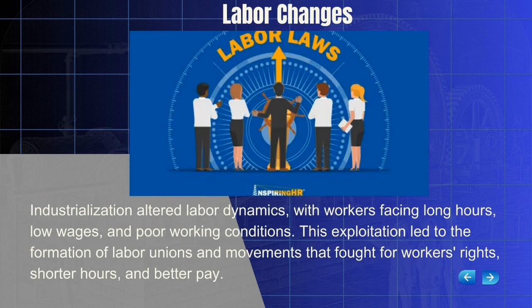Next is labor changes. Industrialization altered labor dynamics, with workers facing long hours, low wages, and poor working conditions. This exploitation led to the formation of labor unions and movements that fought for workers' rights, shorter hours, and better pay. By the 20th century, labor shifted to industrial and service sectors with mass production, unionization, and labor laws improving conditions, wages, and job security.